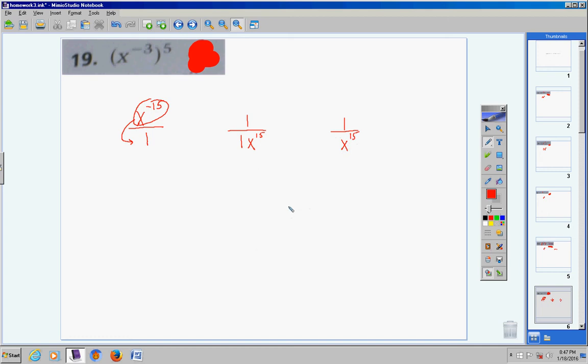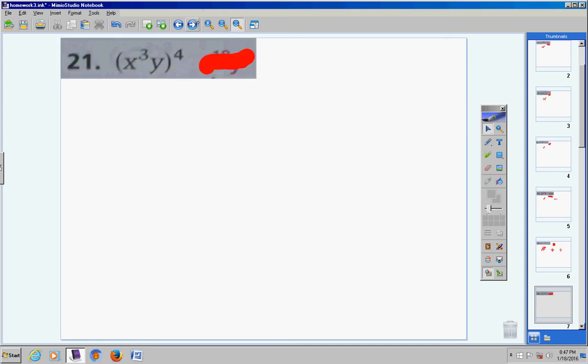Students, if you have x to the 15 over 1, you can definitely drop that 1 and just put x to the 15. But if you have 1 over x to the 15, the 1's up top, you cannot drop that 1, okay? You have to keep that. So your answer is 1 over x to the 15th power. Alright. Moving on to number 21.